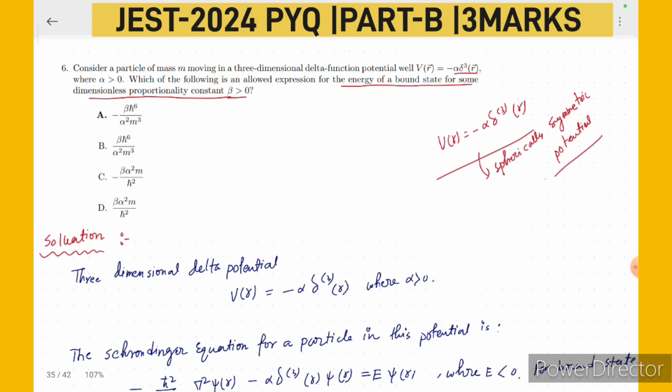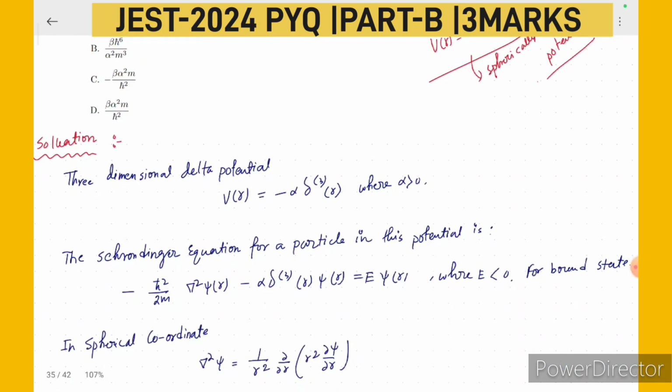If I have a potential, then how do we calculate the energy? From the potential, to calculate energy we use the Schrodinger equation. Here the three-dimensional delta potential is given. The Schrodinger equation for a particle in this delta potential is minus h cut square upon 2m grad square psi of r minus alpha delta cube of r psi of r equals E psi of r, where E is less than 0, because we calculate the energy for the bound state, and for a bound state the energy is always less than 0.